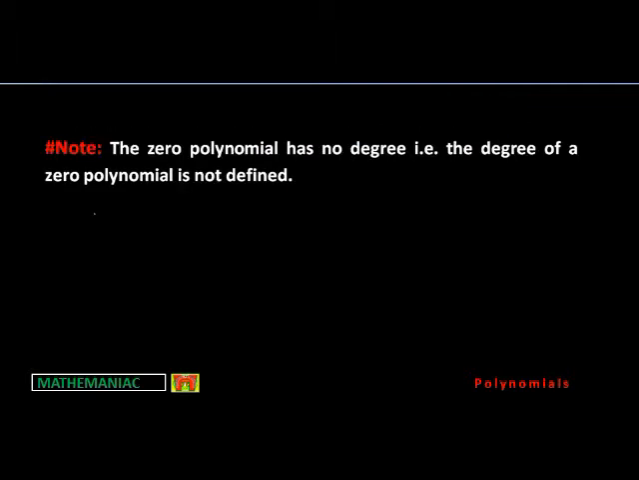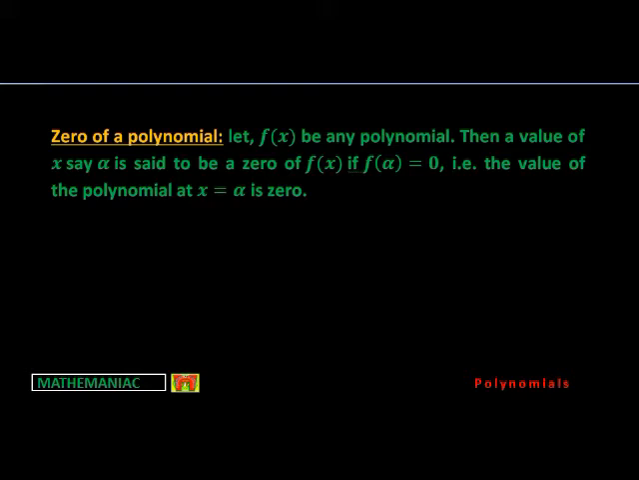Okay, what I was talking about, as an important note: the 0 polynomial has no degree. That means the degree of the 0 polynomial is not defined. Very, very important. Many times this comes as a multiple choice question and students commit mistakes. They write that the 0 polynomial has degree 0, which is very wrong. Come to the next.